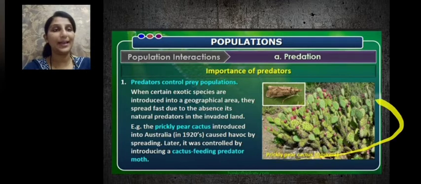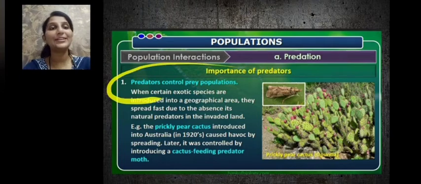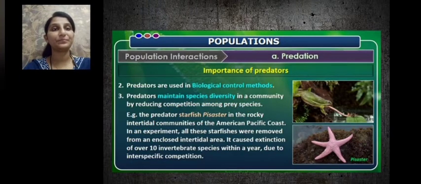This is a prickly pear cactus, nothing but the opuntia, which was introduced in Australia in 1920. It caused havoc, that means it started to grow at a very fast rate. Later, it was controlled by introducing a cactus-feeding predator, a moth. When the moth was introduced into Australia, it controlled the fast invasion of the prickly pear cactus. So that's how predators control the prey population.